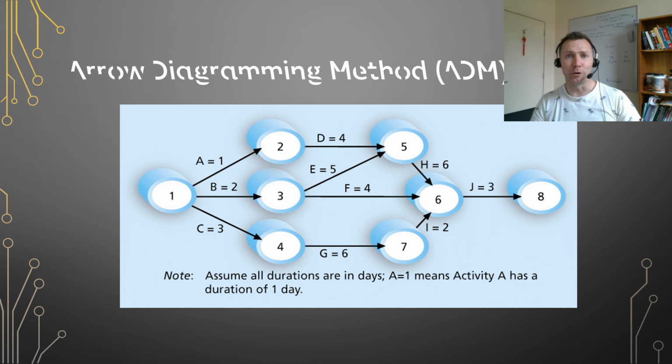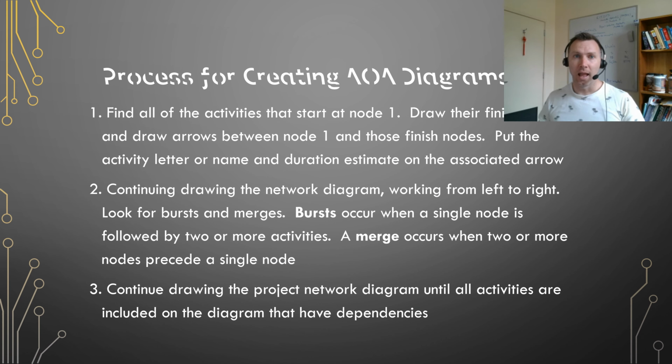This is the arrow diagramming method. It's also called activity on arrow, or AOA, network diagrams. Activities are represented by arrows. Nodes or circles are the starting and ending points of activities. It can only show finish to start dependencies. And this is how to create an activity on arrow diagram. I think it's pretty straightforward.